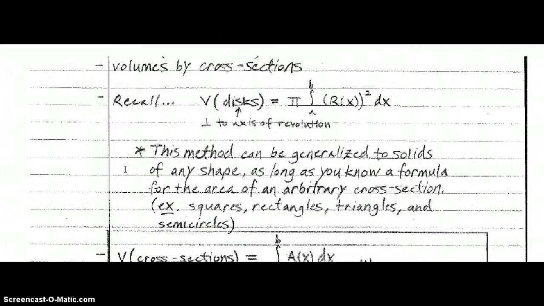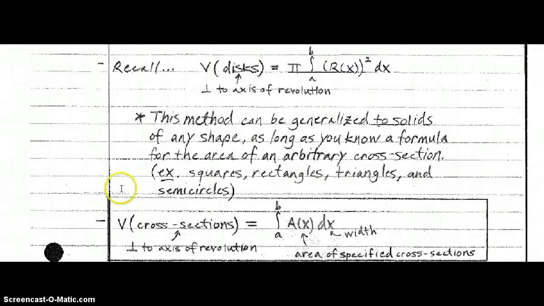Volume by cross sections is actually derived from the idea of the volume of a disk. If we recall, the volume of a disk is pi times the integral from a to b of our radius squared dx. And again, that's based on the geometric formula pi r squared times height, because ultimately our disks are every thin cylinder in a region combined. We can take this method and generalize it to solids of any shape, as long as you know a formula for the area of an arbitrary cross-section. As I mentioned, squares, rectangles, triangles, and semicircles are the shapes that you're expected to know.